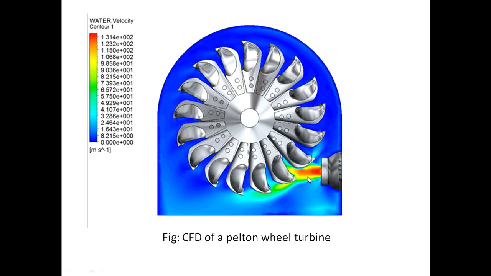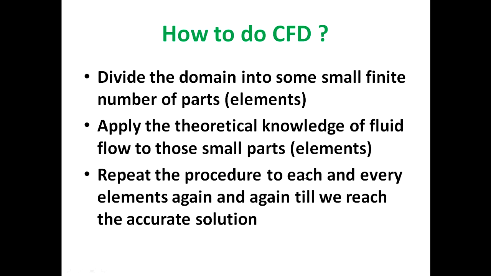Each and every element of this part will behave differently, in the sense they will have different properties, like different temperature or different velocity or different density. And for each and every element, we'll apply the governing equations. The theoretical knowledge we know will be applied to each and every element. Instead of applying it to the whole set, we'll just apply it element by element. So that is the main idea of CFD.